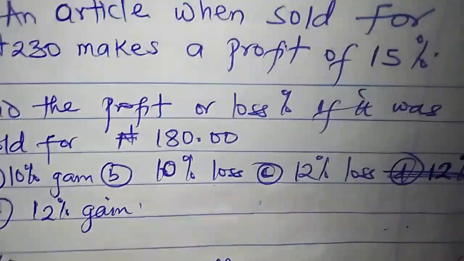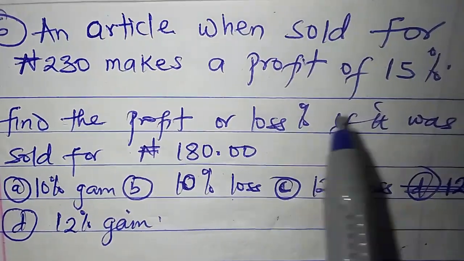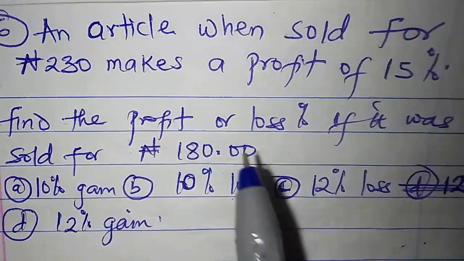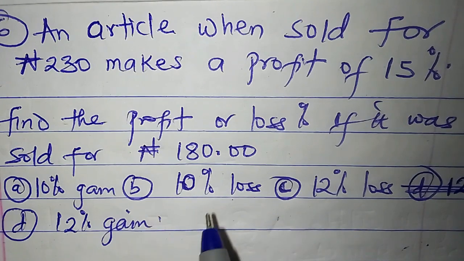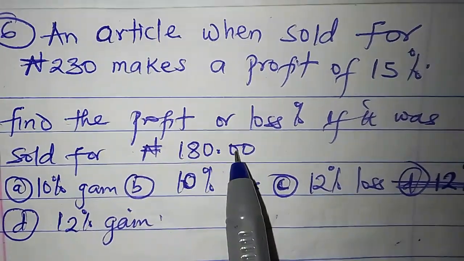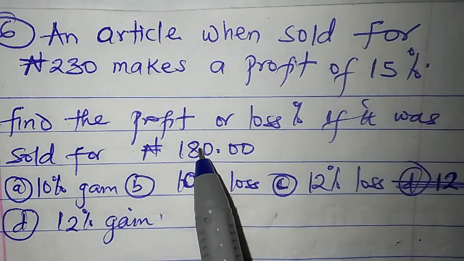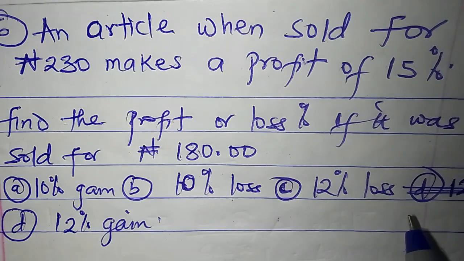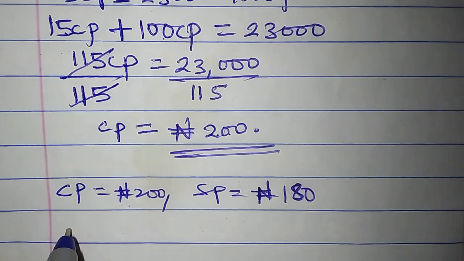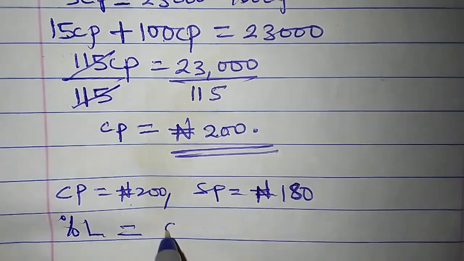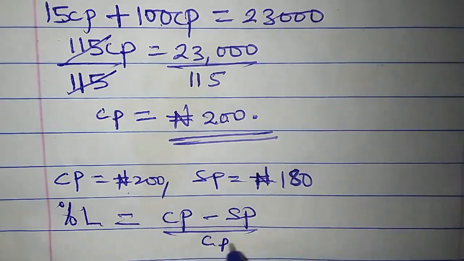Now look at the question again. It said we should find the profit or loss percent if it was sold for 180 naira. We just calculated its cost price to be 200 naira, and now the selling price is 180 naira. It means that there is a loss because the cost price is bigger than the selling price. So we will now calculate for loss percent. Percentage loss is equal to cost price minus selling price divided by the cost price times 100%.